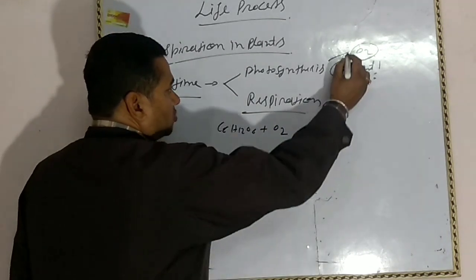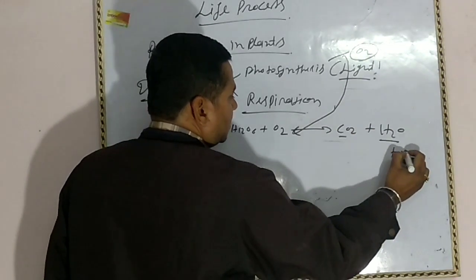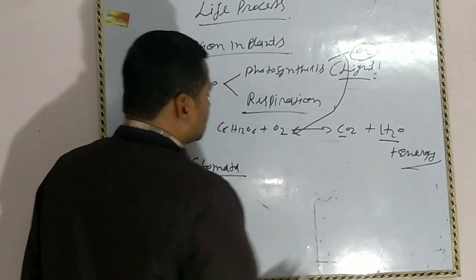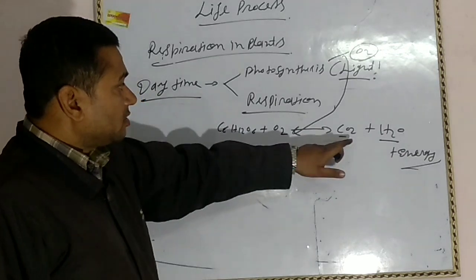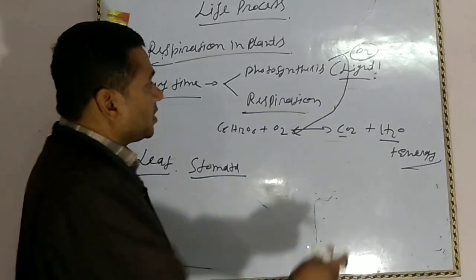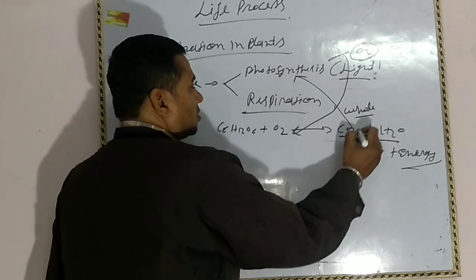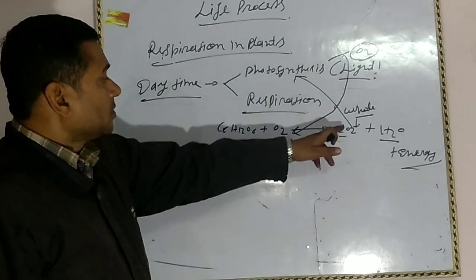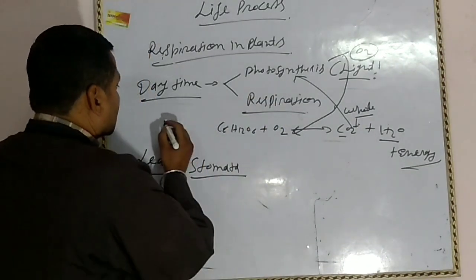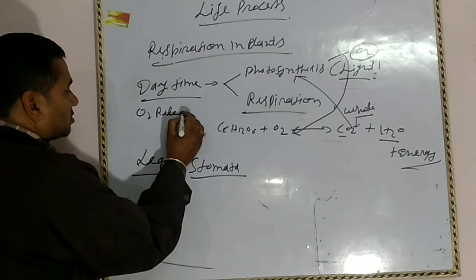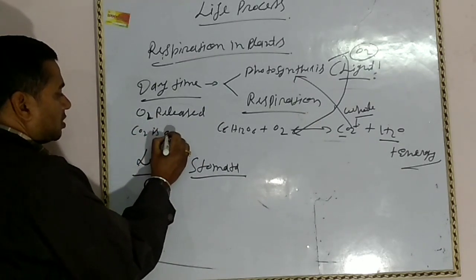Like this: C6H12O6 glucose plus O2. This O2 comes for respiration and forms CO2 and H2O and energy, as we have already discussed. So some amount of O2 is used in respiration, and the complete CO2 is consumed by the photosynthesis process, which occurs in daytime. So in daytime, O2 is released by the plant and CO2 is absorbed.